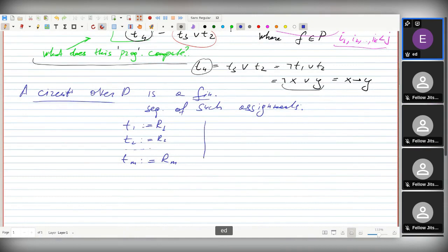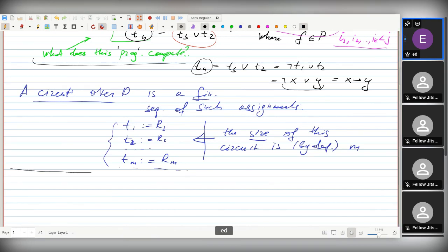Moreover, we can define the size of this circuit. The size of this circuit is, by definition, that is M. So the size is just the number of assignments here.